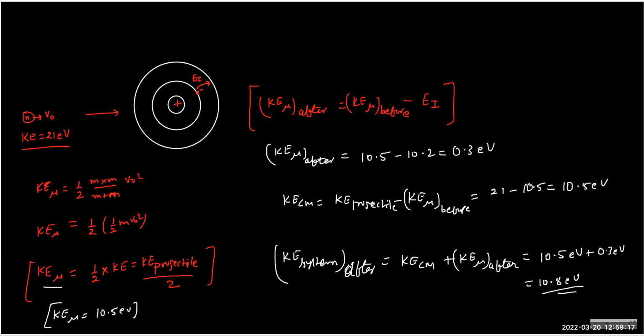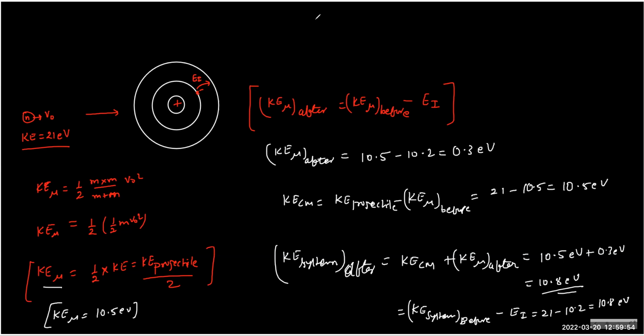It means after the collision takes place, there is no need to do it like this, but you can directly subtract the transition energy. So this answer is the same as KE of the system before minus E1. So 21 minus 10.2. That's it. This will be 10.8. But why have I written it like this?